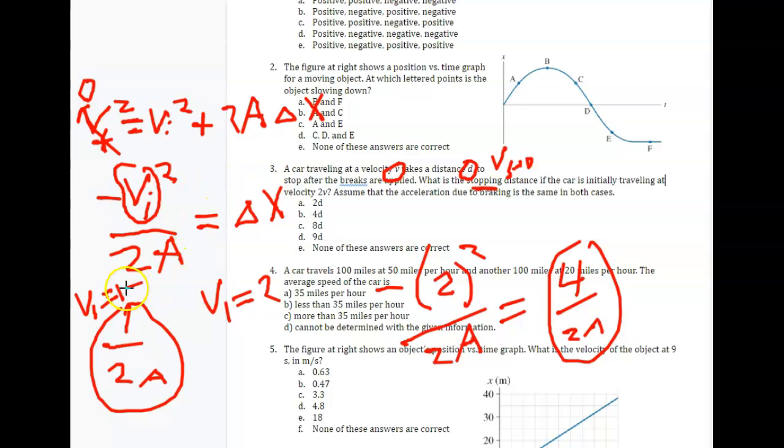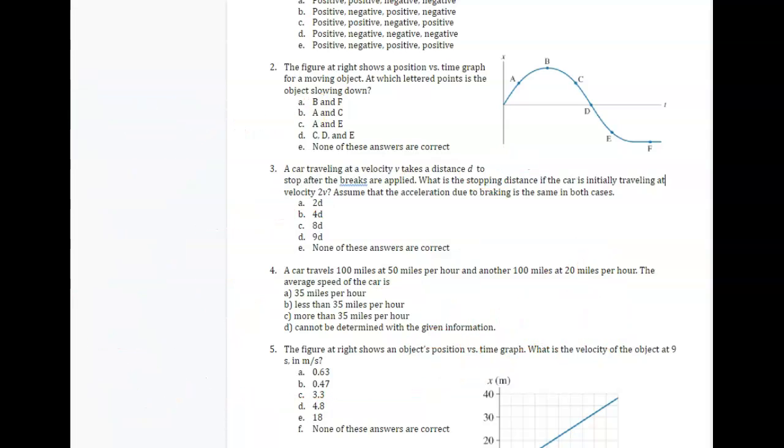So when we doubled our velocity, we quadrupled our stopping distance, and that's because of this square. Right? This is a squared relationship. So with that all in there, if the original distance here, 1 over 2a, would be d, we get 4 times that. So our answer is going to be B, 4 times that.